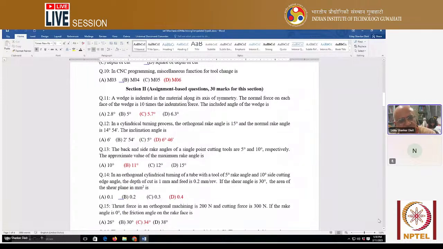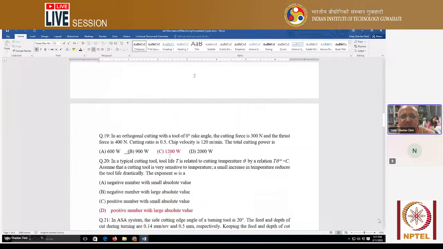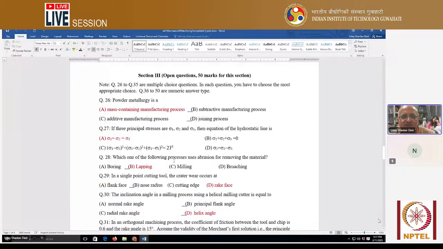There will definitely be one question on the wedge indentation. A wedge is indented in the material. Normal force is given. In this case, the formula is the same, but I have given the normal force, and the wedge is 10 times the indentation force. So you have to calculate the included angle. Then here we have other types of questions also.